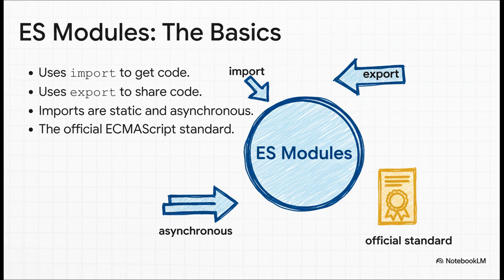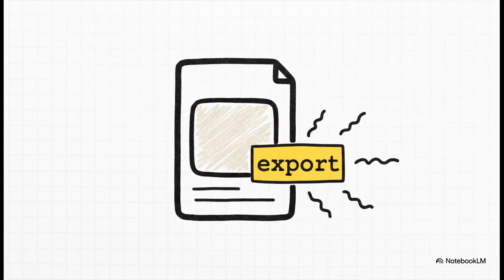A really big difference is that ESM can load code asynchronously, which is a huge performance win, especially in the browser. And the most important part, this is now the official JavaScript standard everywhere. And just look how clean the syntax is. To make our add function public, we just stick the export keyword right in front of it. That's all there is to it. It's a super clear way to say, hey, this thing is for public use.